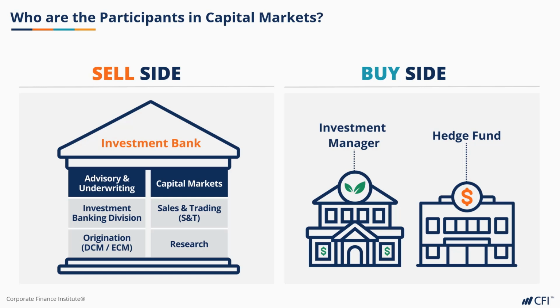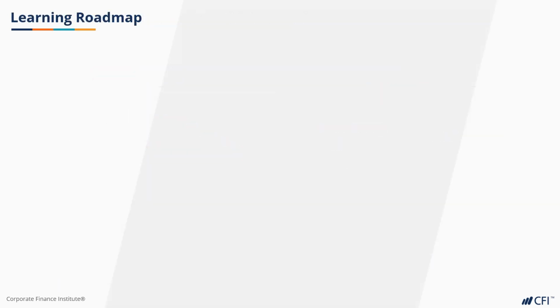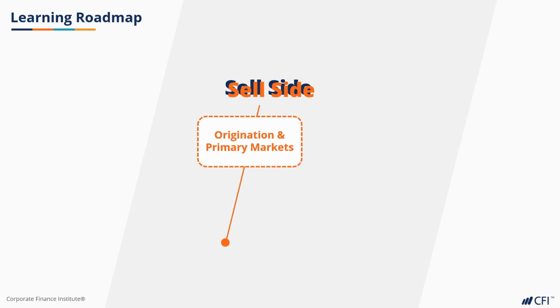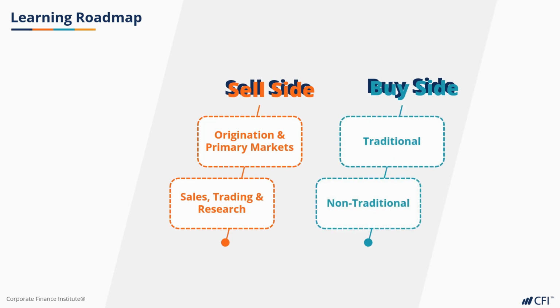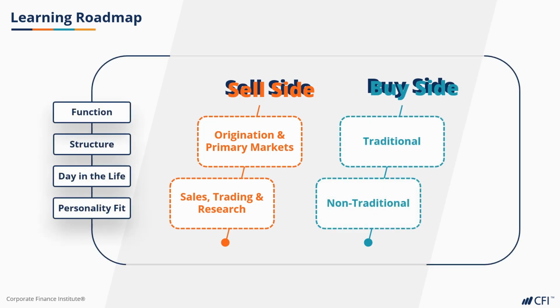But before we go into the details, join me as we draw one more diagram to bring together all of our previous discussions in this chapter. Over the course of the next 4 chapters, we are going to look at 2 career paths on the sell side and 2 career paths on the buy side. On the sell side, we will examine origination in primary markets, followed by sales, trading, and research in secondary markets. Next, we will move over to the buy side and examine career paths in investment management from 2 perspectives, traditional and non-traditional. For each section, we will explain the function as well as structure of the group and follow this up with a peek at a day in the life to help you gauge your personal fit to roles in that area.